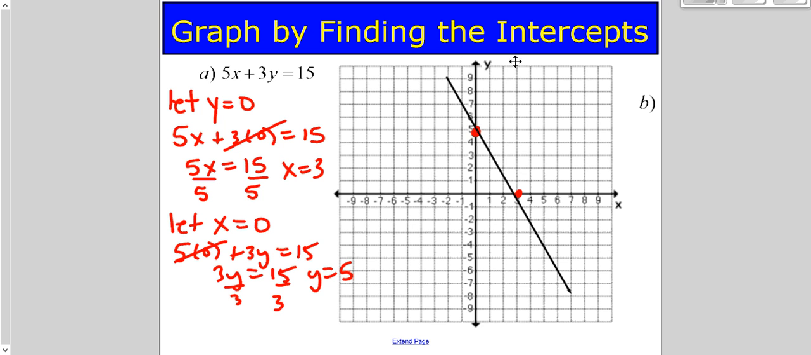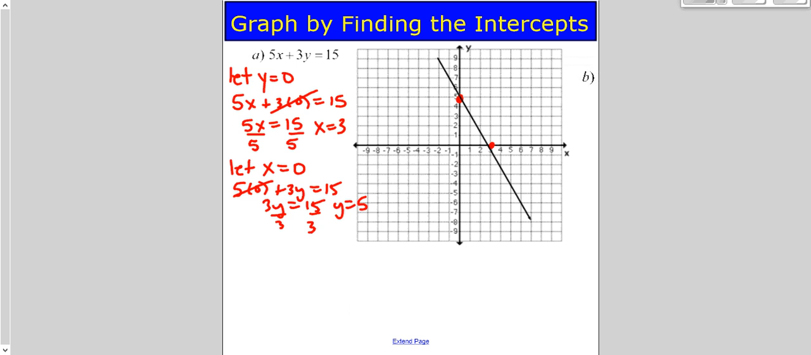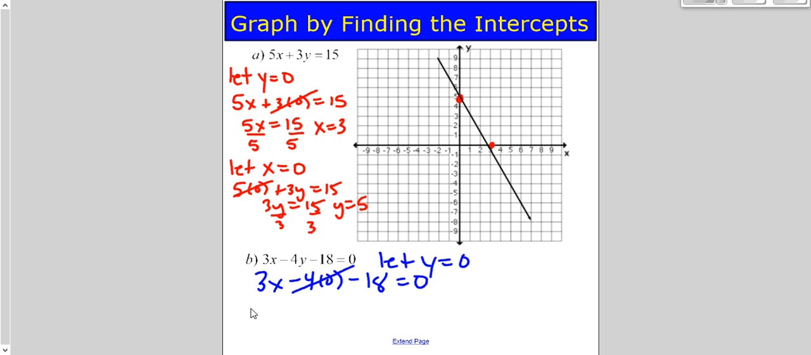So whenever you're finding intercepts, because it does cross on your actual axis, it's just a matter of letting your other variable be equal to 0 and solving. So if we try, let's say, this one more, notice we have all our terms on one side. That's okay. I'm going to start by letting y be equal to 0 so that I can figure out my x-intercept. And I get 3x minus 4 times 0 minus 18 equals 0. So that goes, leaving me with 3x minus 18 equals 0.